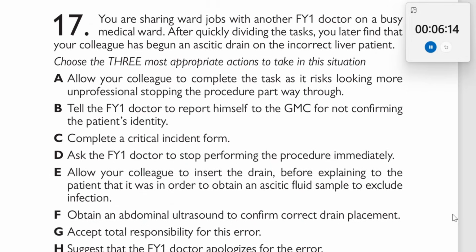Okay, moving to 47. You are sharing ward jobs with another FY1 doctor on a busy medical ward. After quickly dividing the tasks, you later find that your colleague has begun an ascitic drain on the incorrect liver patient.